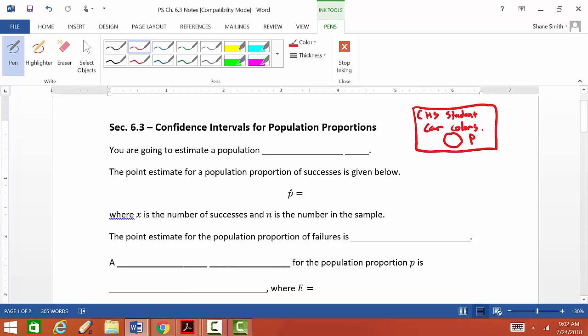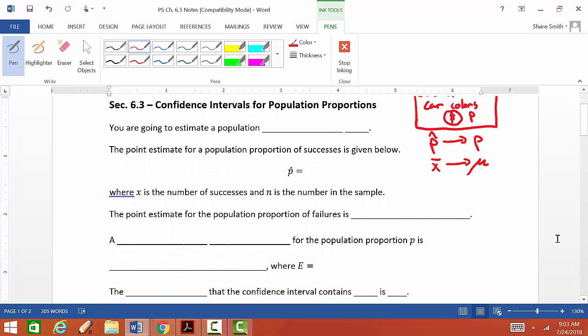Now P is of the population, so this box represents my population. P is the proportion of the population that is blue, and P hat is the proportion of the sample that is blue. So effectively we're using P hat to try to estimate what the proportion is, just like we used X bar to estimate what mu is in the first two sections. And really, the steps are the same, it's just you're using slightly different notation and formulas to get there.